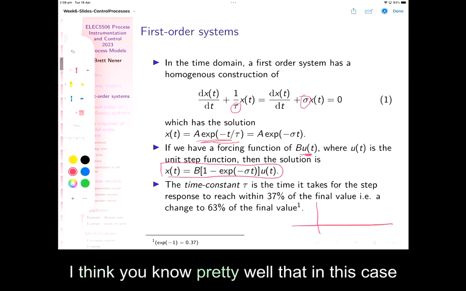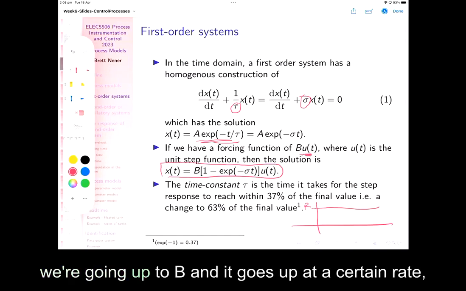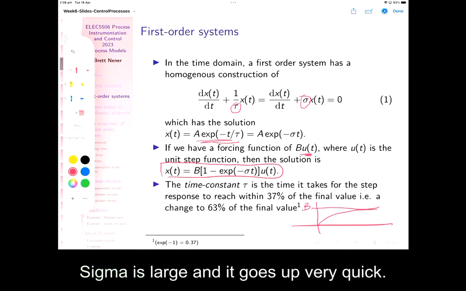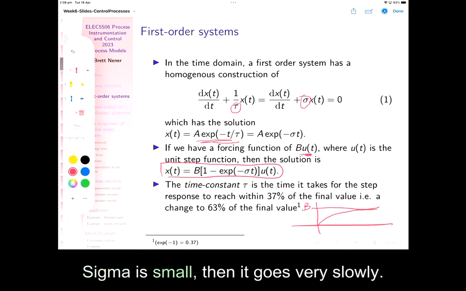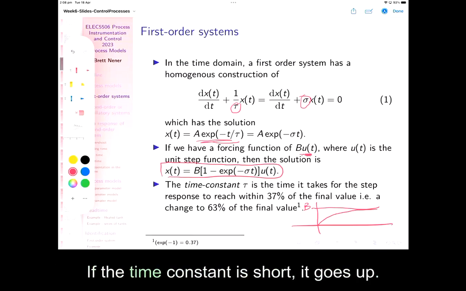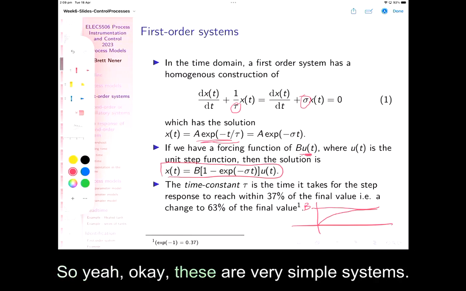And the step response for a first-order system is something like, what does this look like? I think you know pretty well that in this case, we're going up to B, and it goes up at a certain rate, and that's your step response. So how fast it goes up depends on sigma. If sigma is large, then it goes up very quickly. If sigma is small, then it goes very slowly. Or if the time constant is long, it goes up slowly. If the time constant is short, it goes up quickly. Yeah? So okay, these are very simple systems.